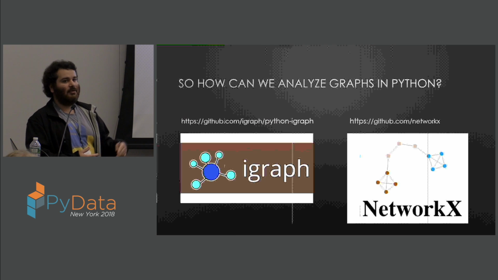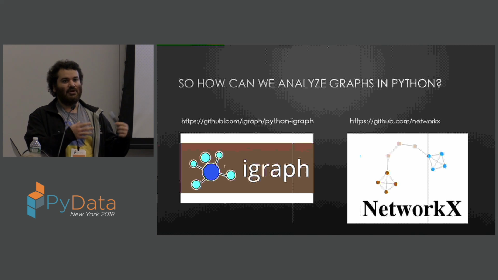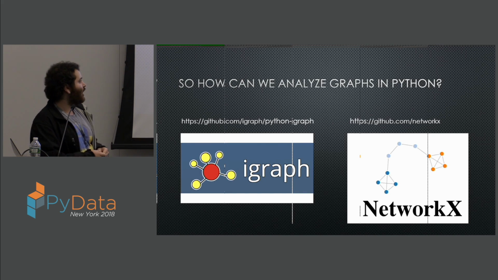So the first 2 graph libraries in Python I want to talk about are iGraph and NetworkX. NetworkX is probably the most popular. That one's written specifically for Python, and it does play nice with the PyData stack. So with this one, you can kind of pass in pandas data frames and stuff, which we'll talk about.